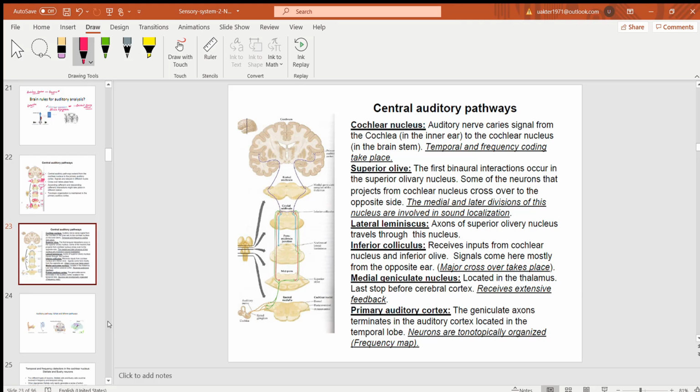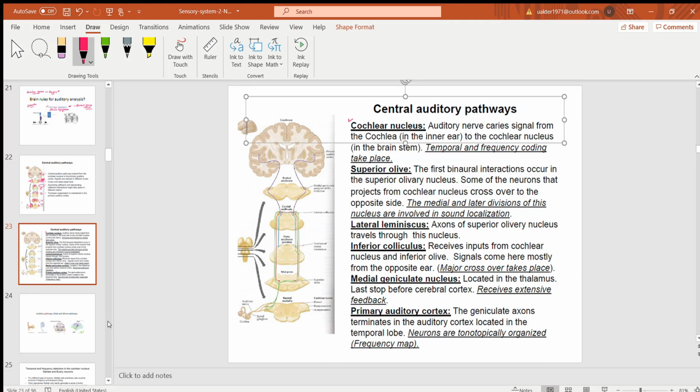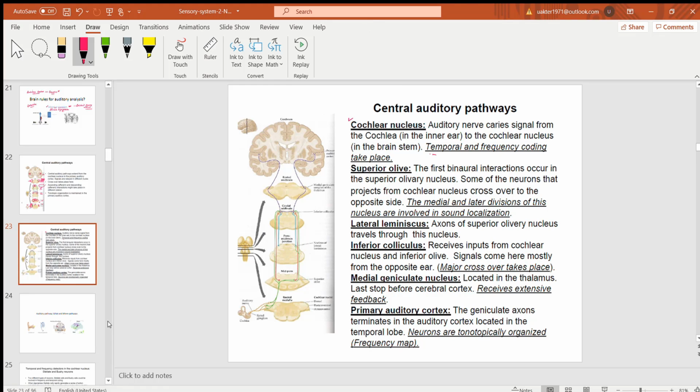Okay, so here just a little more explanation about the cochlear nucleus. From the cochlea, the cochlear hair cells, the signal is taken to the cochlear nucleus first, which is in the medulla oblongata. The auditory signal carries the temporal and frequency information, of course, and those are processed in the cochlear nucleus. So you see that they are being processed first in the cochlear nucleus of the medulla oblongata. Then in the superior olivary nucleus, or olive, as I mentioned, significant crossover takes place.